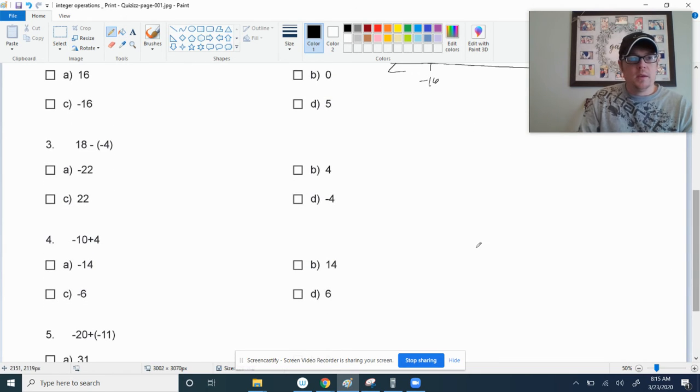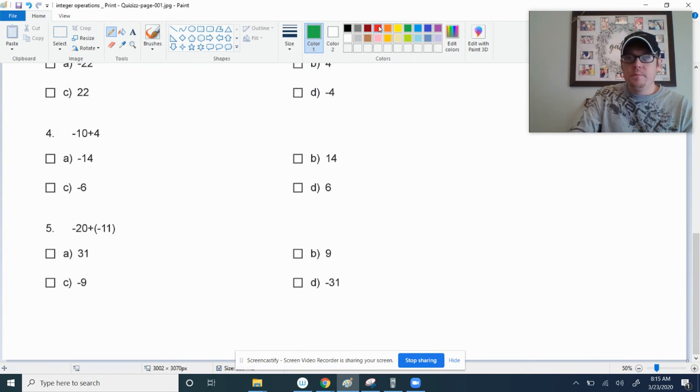Number 3, if you add the opposite on that one, you're going to get 18 plus a +4. Okay, this is the same thing as just writing 18 plus 4, which we all know is 22. So that one would be C.